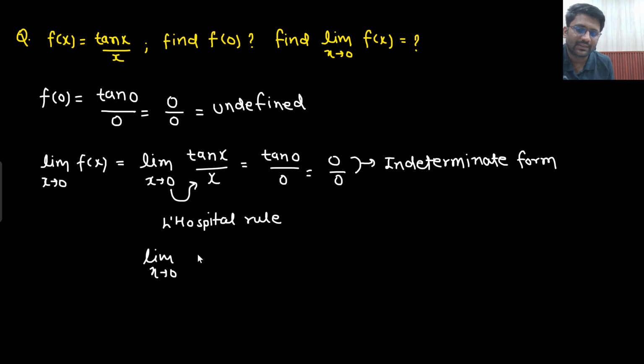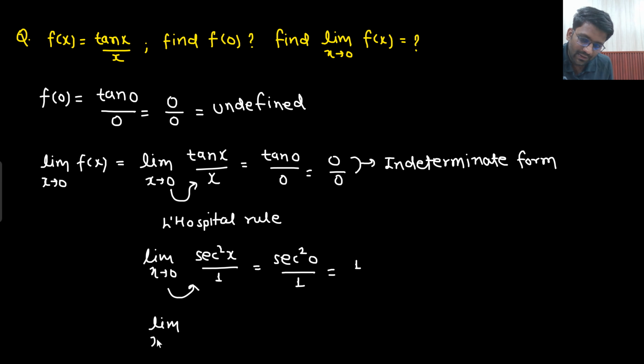What is the differentiation of tan x? That is nothing but sec square x. And what is the differentiation of x? That is nothing but 1. Again you put the limit. So what are you getting? Sec square 0 divided by 1. 1 is a constant, so 1 as it is. If you put x equals to 0 here, sec square 0, what is the value? Sec 0 is 1 only. So 1 divided by 1, the answer is coming out to be 1. So what you understood? The limit as x tends to 0 of tan x by x is 1 only. Is that understandable to you?